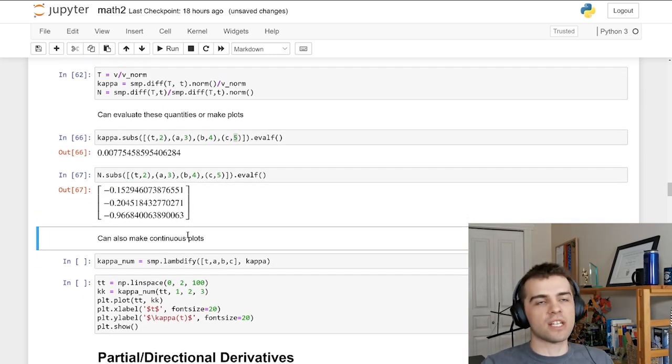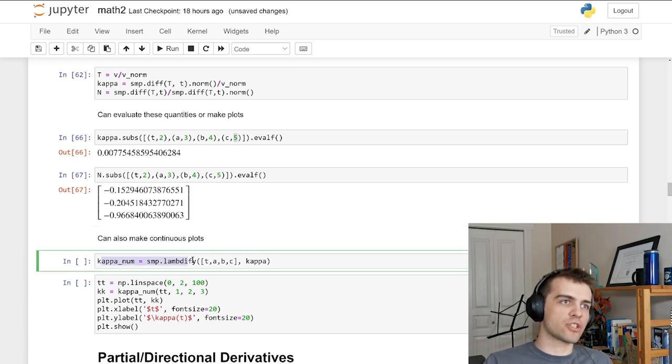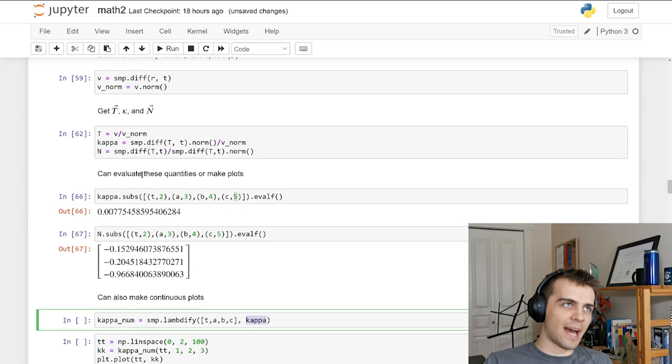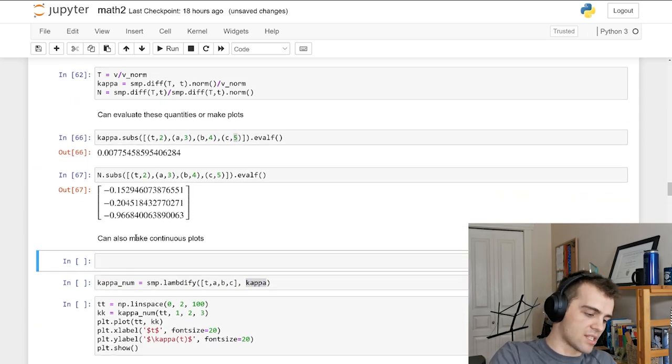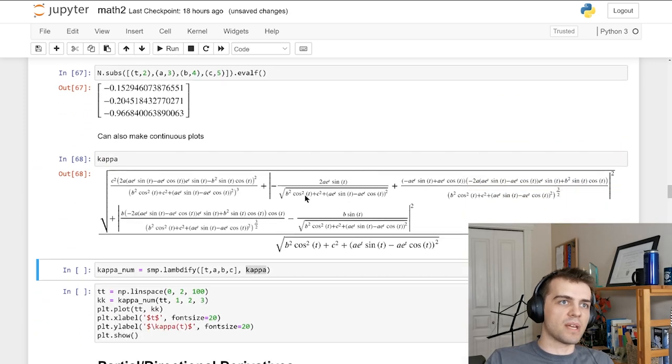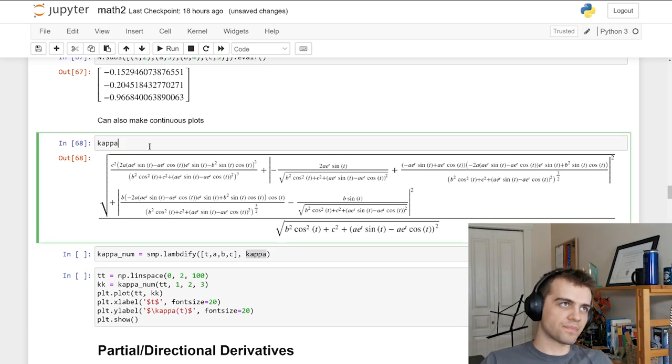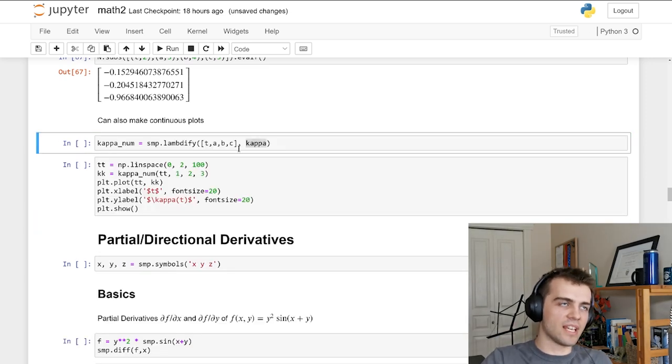Of course, we can also make continuous plots. For example, if I want to know the curvature of this curve as a function of time, I lambdify this function again like I did before. It takes in the parameters t, a, b, and c, and I'm parameterizing kappa. Remember that kappa is this numerical expression here, this big long thing. So it turns this into a regular NumPy function or a regular Python function that takes in t, a, b, and c and returns a number. So that's what I'm doing with this lambdify here.